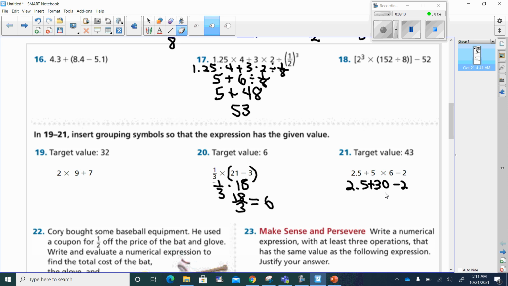Well, I know that I need a bigger number to get multiplied to 6 in order to get a bigger value. So let's try first putting these parentheses around this first. And if I did, that would give me 7.5 that I'm multiplying to 6, and then subtracting 2.